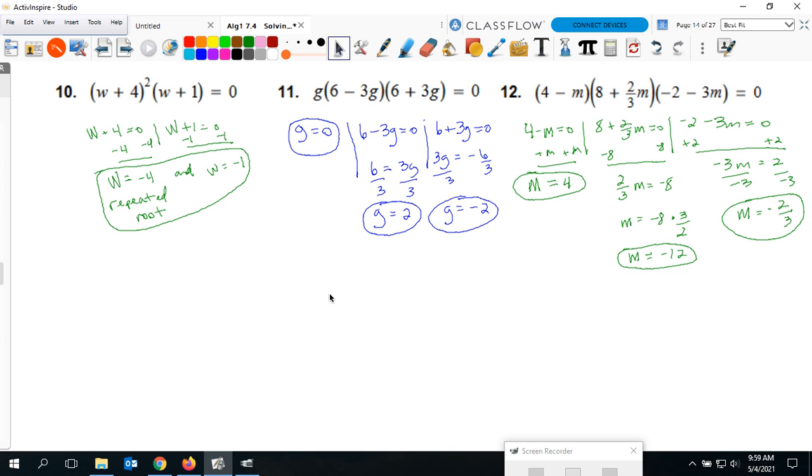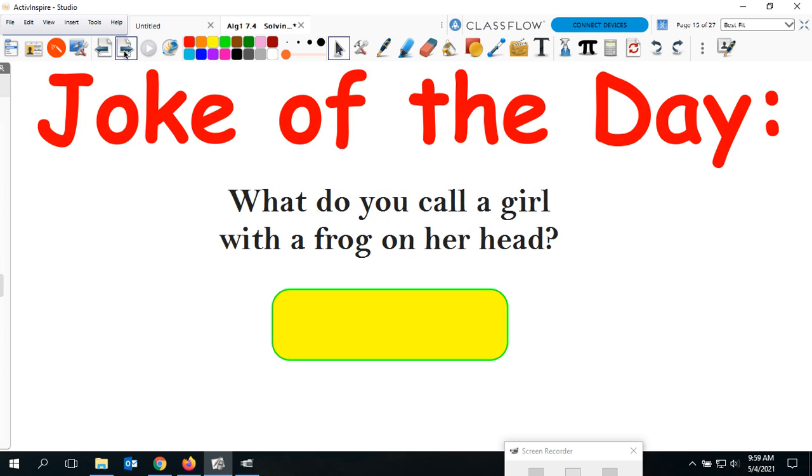All right, let's move on. We'll pause here real quick for a little quick joke of the day. So the joke is, what do you call a girl with a frog on her head? Well, it kind of sounds a little strange. You would call her Lily. Because frogs are usually sitting on a lily pad. So that must mean her head's a lily pad. Or she's using her head as a lily pad. I don't know. All right, moving on.